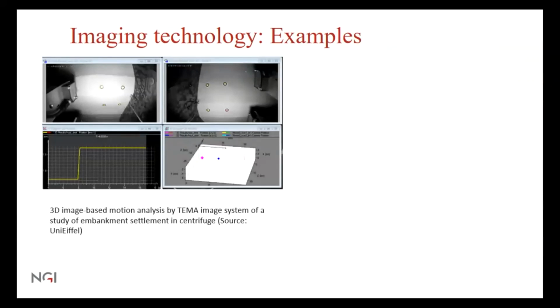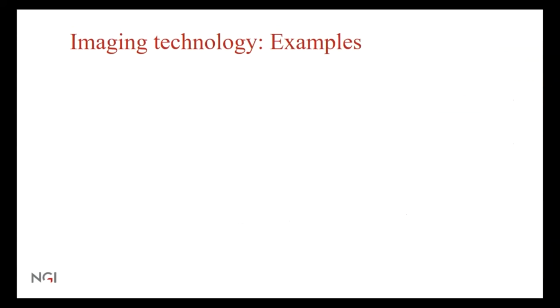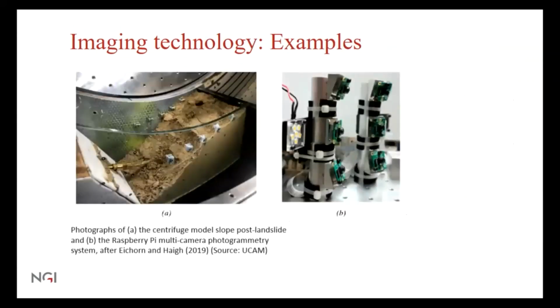This example from UNE-IFA is a 3D image-based motion analysis by TIAMA image system of a study of embankment settlement in a centrifuge. And then this nice image is adaptive refined mesh topography for a subsea cable breakout experiment. And here we have a photograph of a centrifuge model of a slope post landslide in an experiment that was conducted at the University of Cambridge.